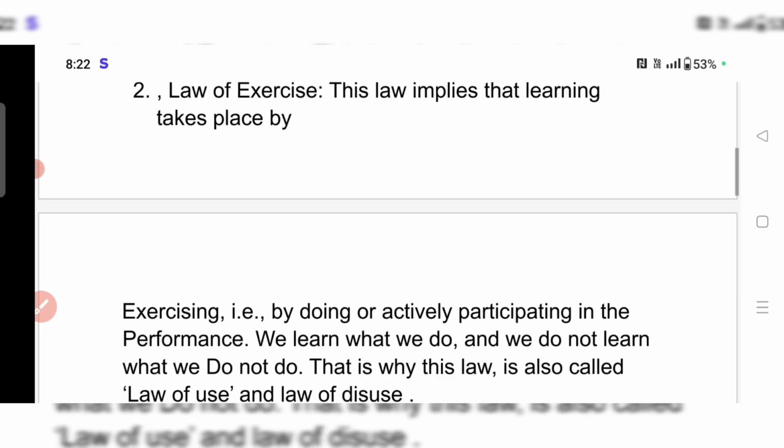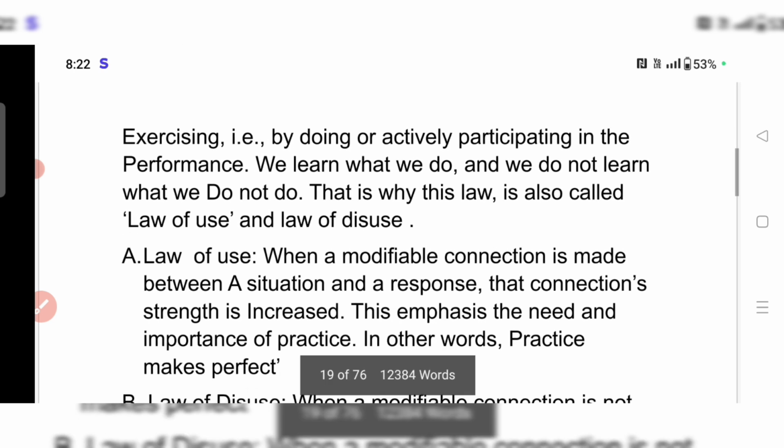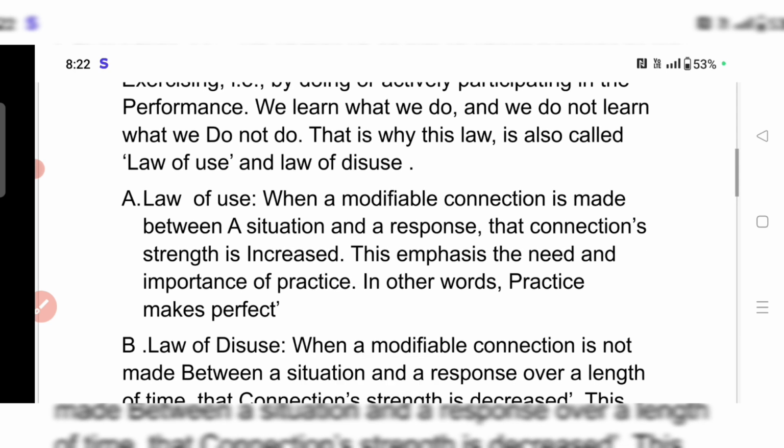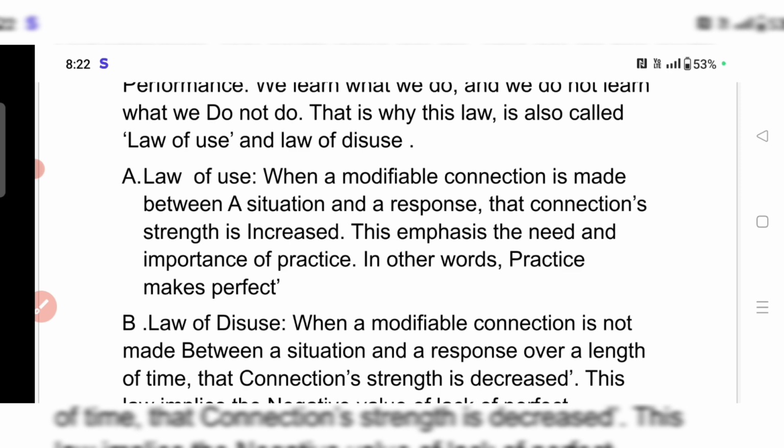Law of exercise: this law implies that learning takes place by exercising. That means by doing, or actively participating in the performance, we learn what we do, and we do not learn what we do not do. This is why the law is called the law of use or law of disuse.